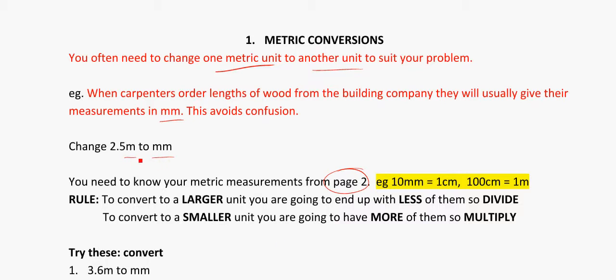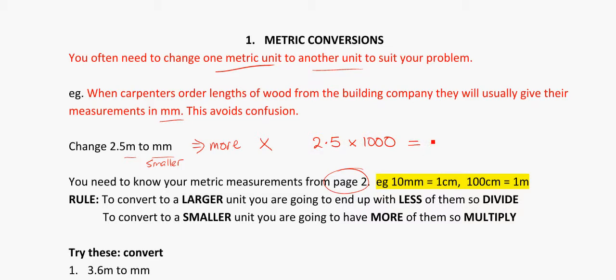Now you look at what you have to change it to. We're going from meters to millimeters. We're changing to a smaller unit. So in our answer we're going to have a bigger number than what we started with, and so we know we have to multiply. Now, what do we multiply by? You need to know how many millimeters in a meter, and there is 1,000. So we're going to go 2.5 times 1,000 to convert it.